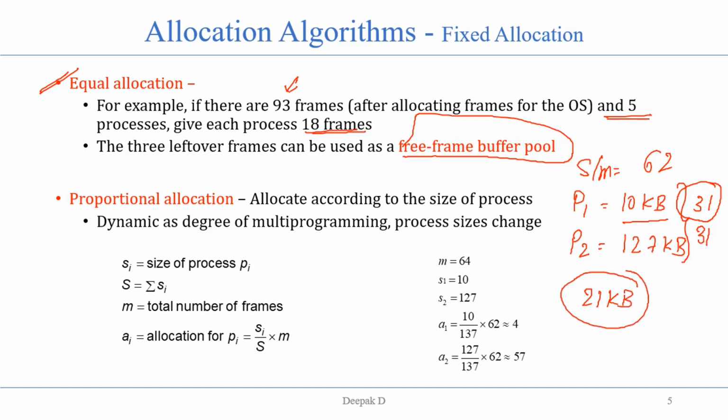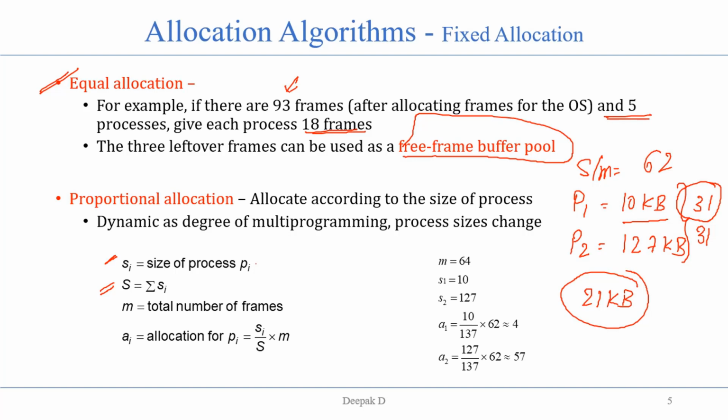To solve this problem, we have another strategy called proportional allocation, which means that we are going to allocate the available memory to each and every process based upon its size. Let us consider some terminologies here. One is Si, which we call the size of the process Pi. Capital S is the summation of small Si, meaning the total of the process sizes.